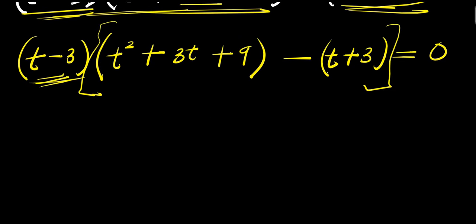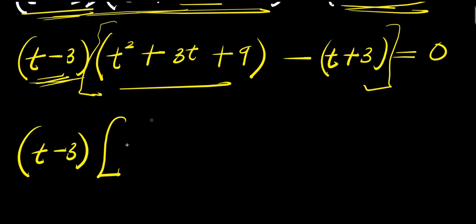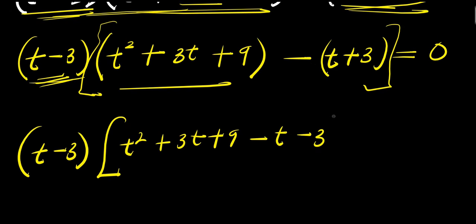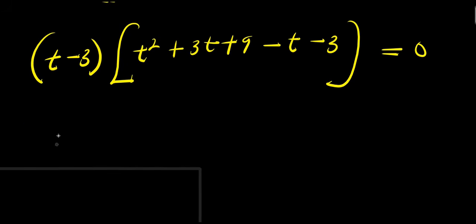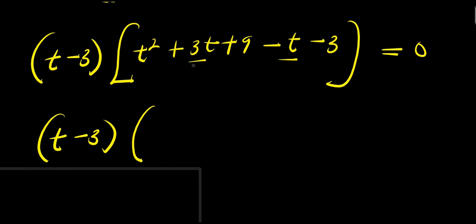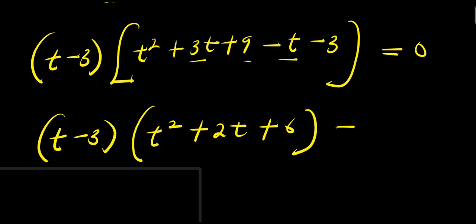So at this point, we have t minus 3 times, for this, we simply have t squared plus 3t plus 9. Let's multiply out using this negative. This is minus t minus 3, and this equals 0. So from this, I have t minus 3 times, I can easily subtract t from 3t, that is 2t, so we have t squared plus 2t, then 9 minus 3, this is plus 6, and this equals 0.